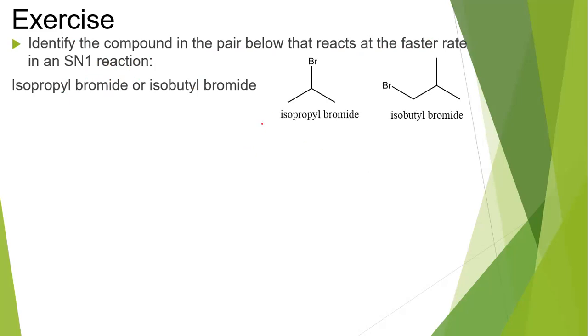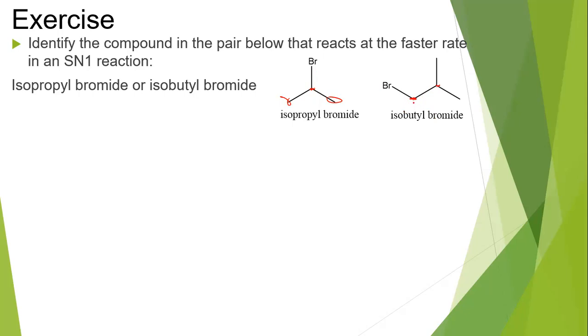These are the structures. This is isopropyl bromide and isobutyl bromide. Now, this is the carbon of focus when we come to this place. And then this carbon is bonded to two other carbons. So it is secondary. Okay. Now, this is the carbon of focus. This carbon is directly bonded to only one other carbon.